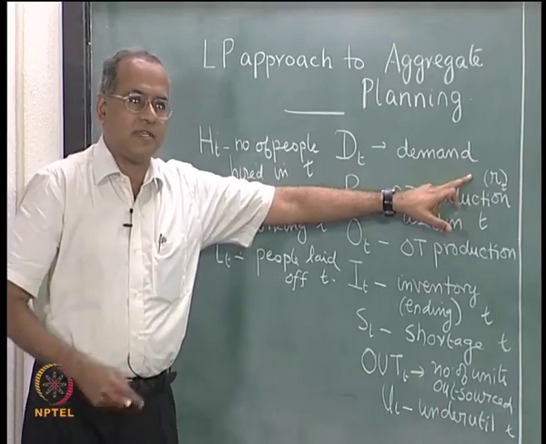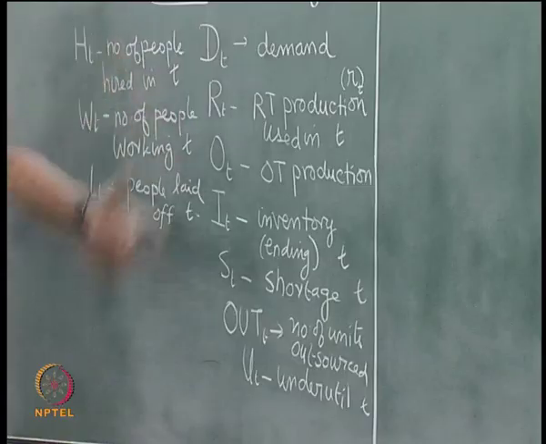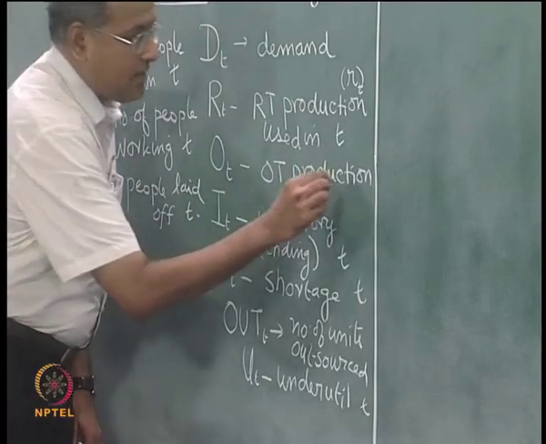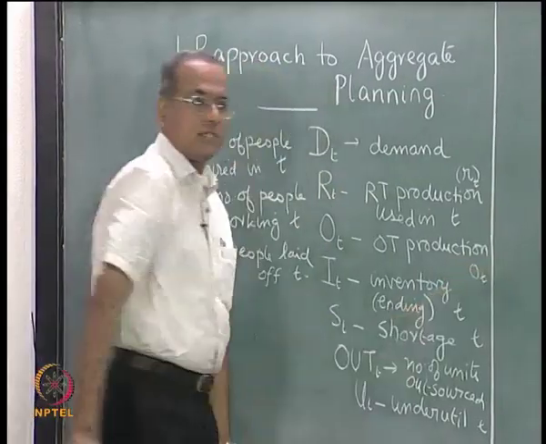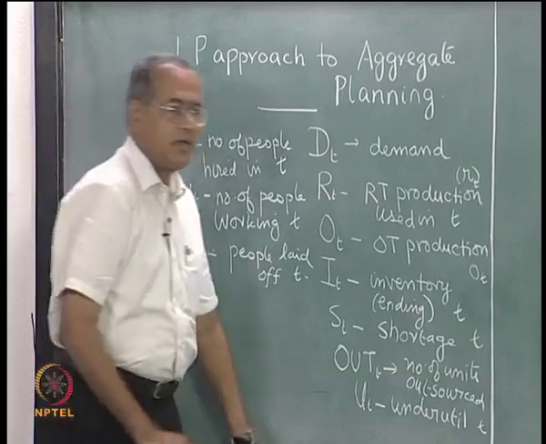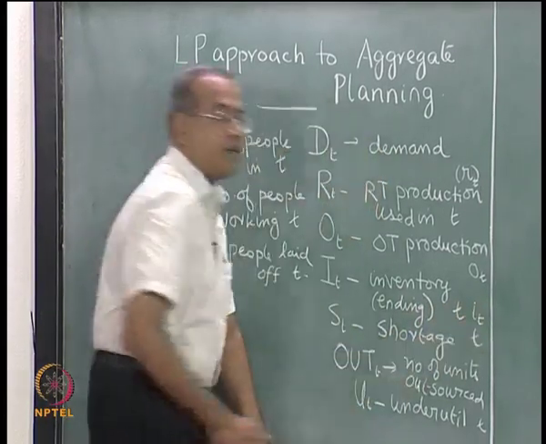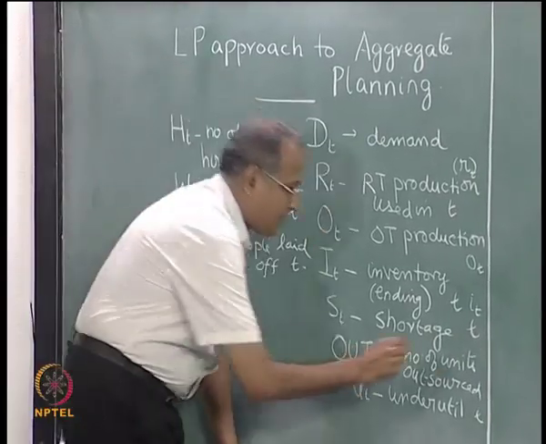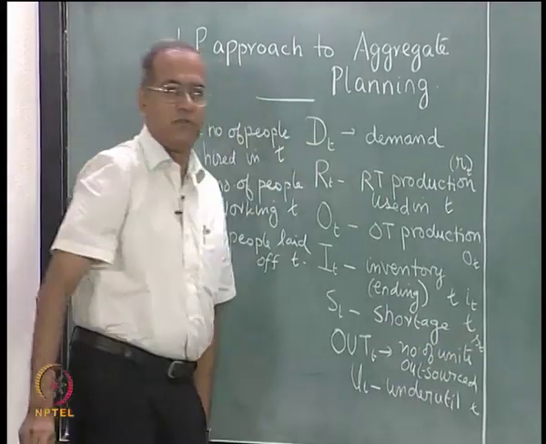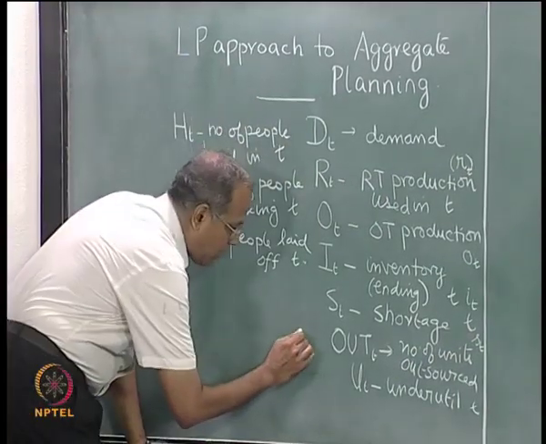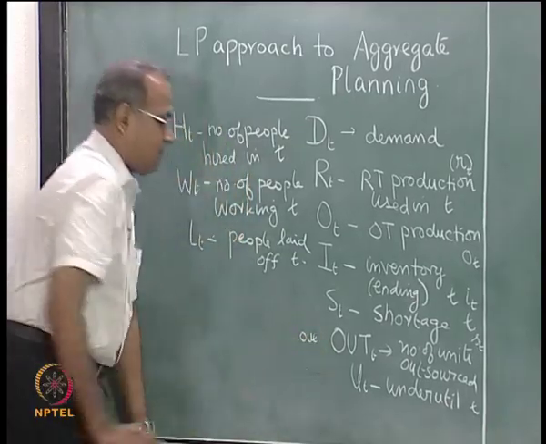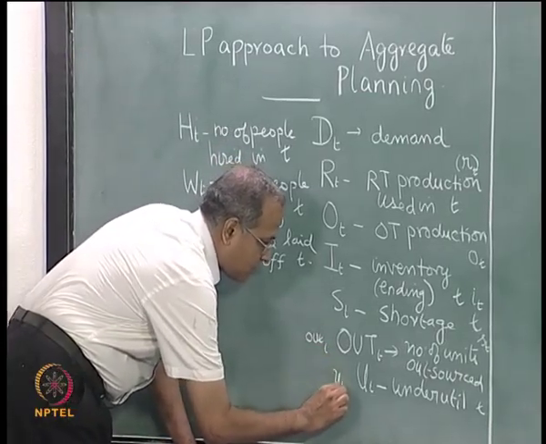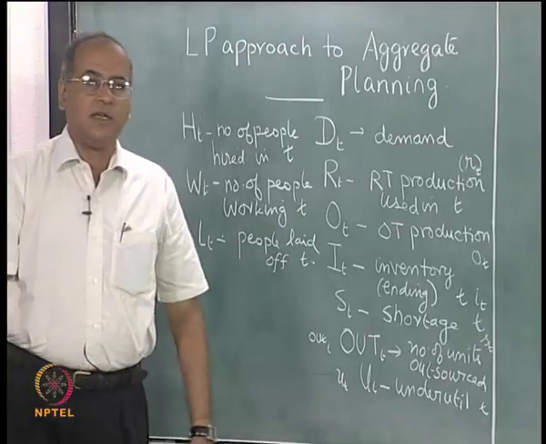If it is going to be the same for all the periods, then it will be R. So, to generalize it, we begin by saying that let small RT be the cost of regular time production in period T. Let small OT be the cost of overtime production in period T. Let IT be the inventory cost for period T. Let ST be the shortage cost for period T. Let small OUT be the cost of outsourcing in period T, and let small UT be the cost of underutilization in period T.